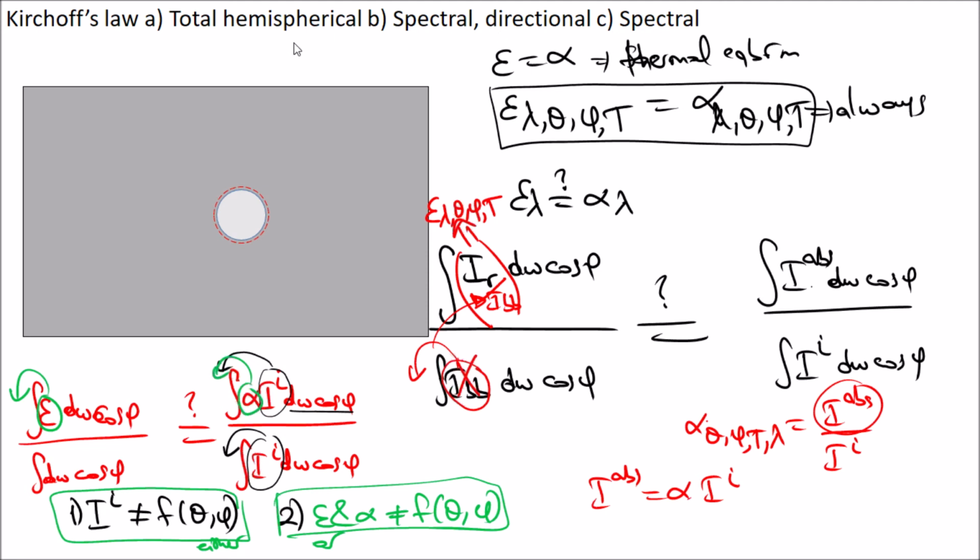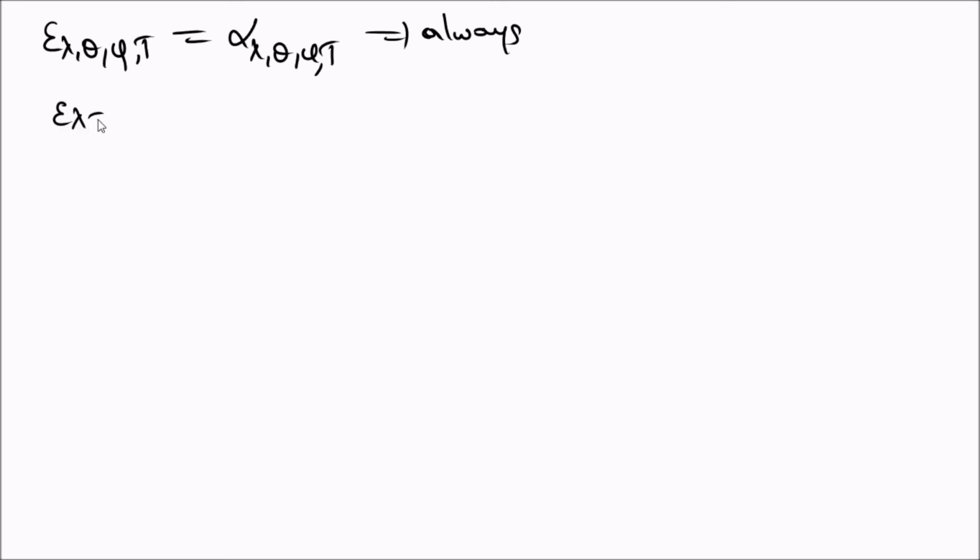For the total hemispherical emissivity, we have said that the enclosure is a black body and that there is thermal equilibrium with each other. If we summarize what we have said till now, epsilon lambda, theta, phi and T is equal to alpha lambda, theta, phi, T. This is always true, because this is the material property, and at the given wavelength, direction and temperature, the material has the same emissivity as its absorptivity. This is always true.